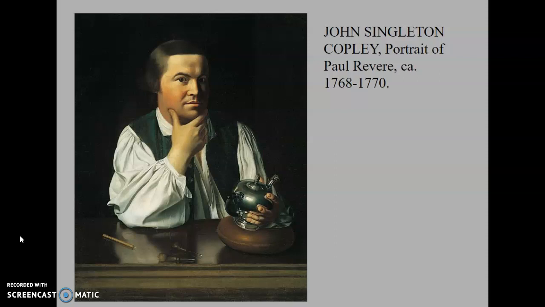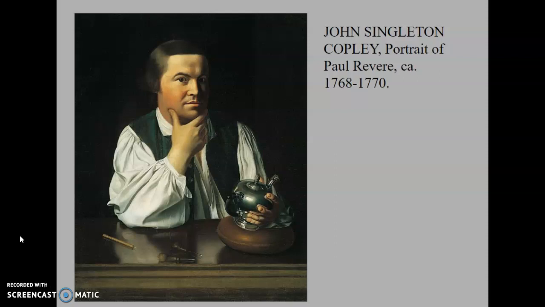But the style of this painting is simple, it's direct. We see Revere in clean clothes, but plain clothes, surrounded by the tools of his trade, lost in seeming contemplation of what to engrave on the silver teapot. This portrait is actually something of a mystery to art historians.